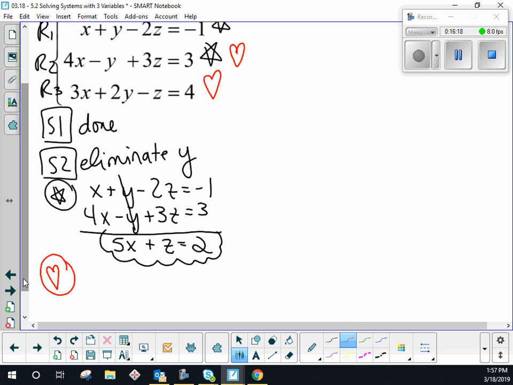Which variable are we eliminating? We're eliminating y, all right? So I'm using these two equations. Here's the y's I'm trying to eliminate. What math do I need to do to get those to cancel out? 2 times which row? Row 2, right? 2 times row 2. So I'm going to take 2 times row 2 and add it to row 3.